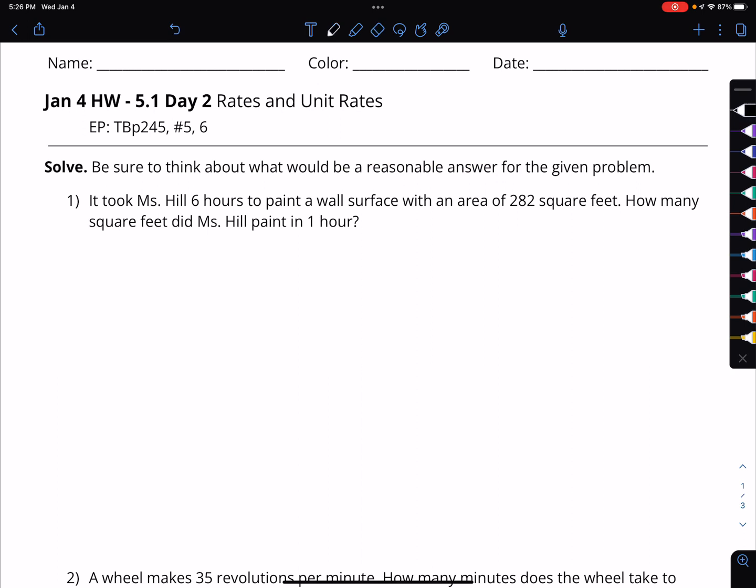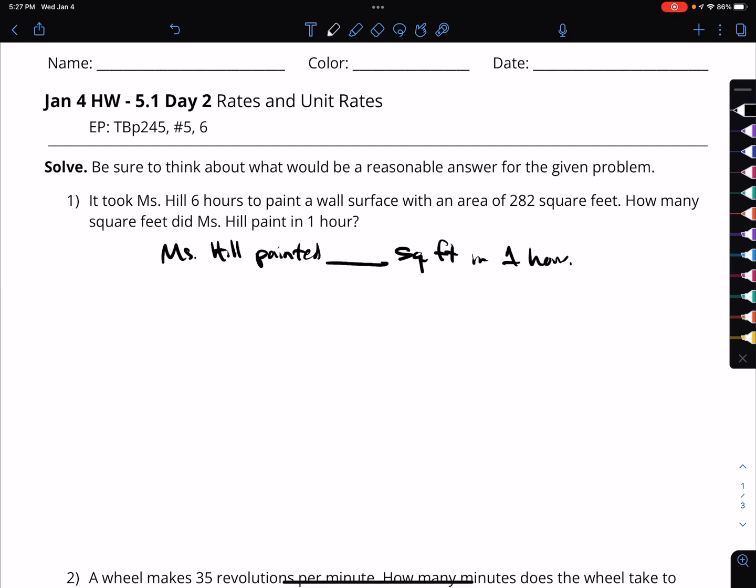So in question number 1, it took Miss Hill 6 hours to paint a wall surface with an area of 282 square feet. How many square feet did Miss Hill paint in 1 hour? So we know our answer will have to be in a sentence. So Miss Hill painted blank square feet in 1 hour.